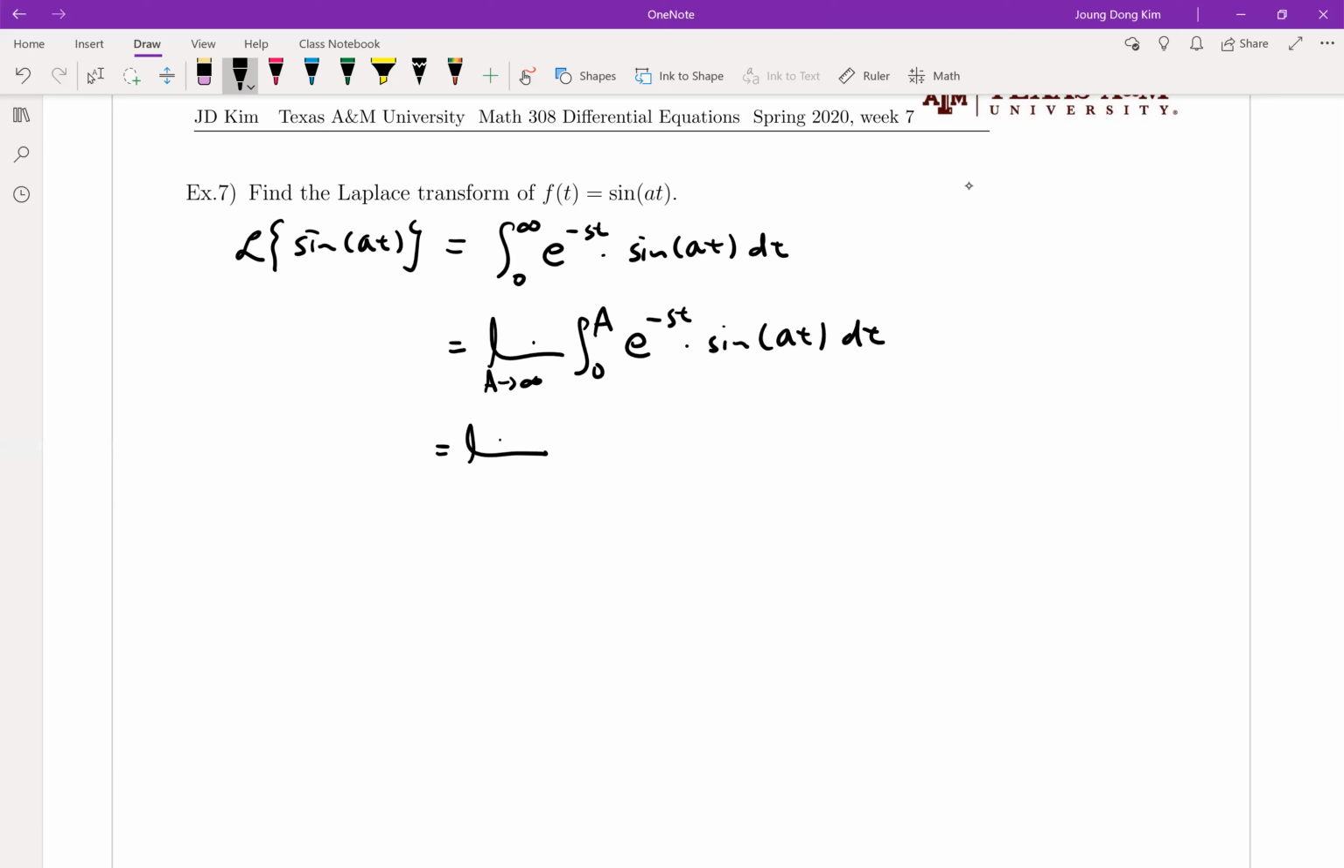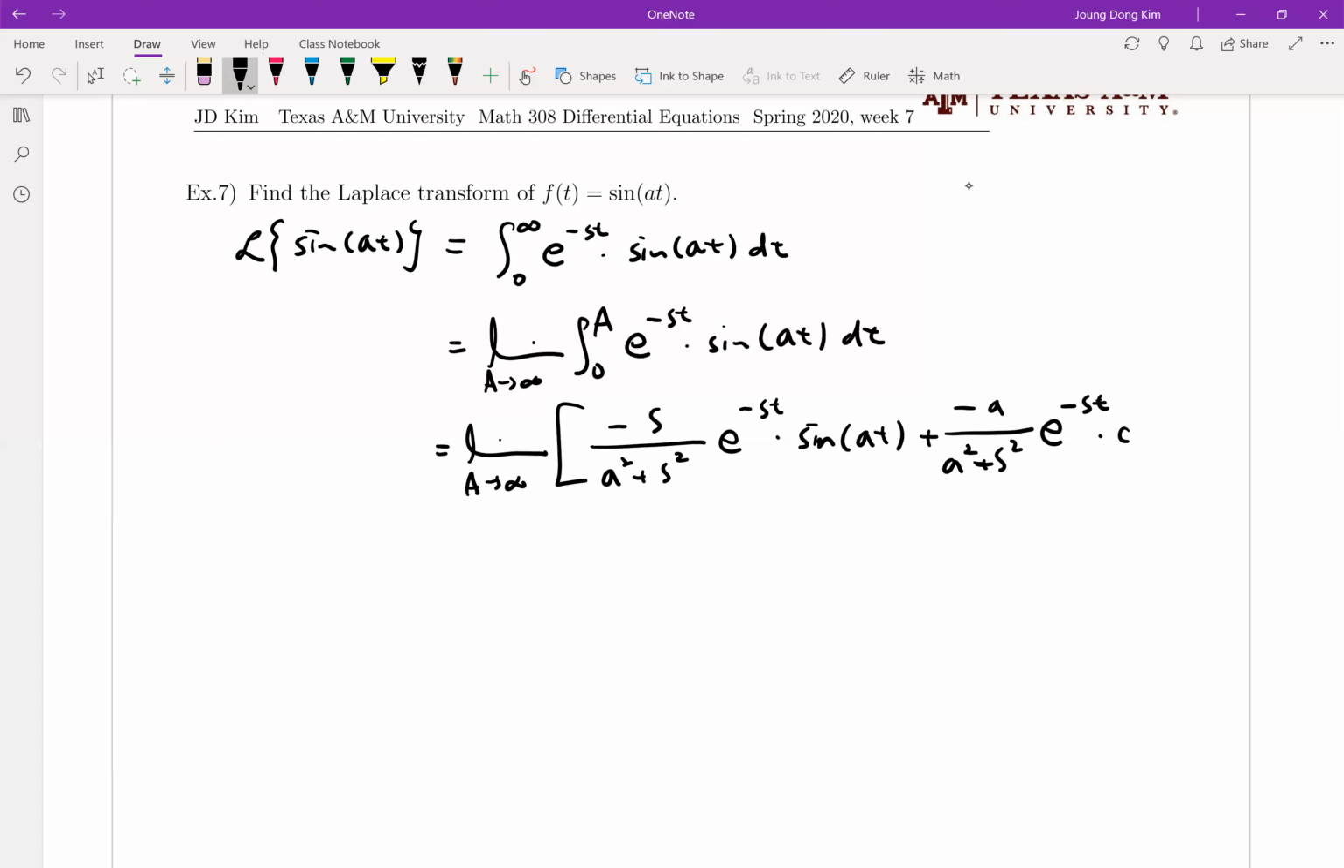It is equal to the limit as a goes to infinity of minus s over a squared plus s squared, times e to the minus st sine at, plus minus a over a squared plus s squared, times e to the minus st times cosine at, and we're going to plug in 0 and a. That's it. So let me do it. Even if it looks a little bit complicated, don't hesitate. You can do it. Here we go.